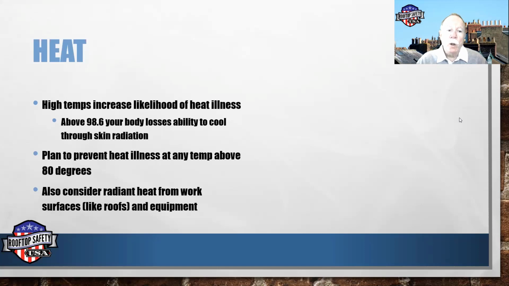So we need to plan to prevent heat illness at any time the temperature is going to be above 80 degrees outdoors. And also consider the radiant heat effect from the work and the equipment. For example, heat radiating off of a dark roof, that's a factor. If you're working around any equipment that's producing heat, that's a factor.